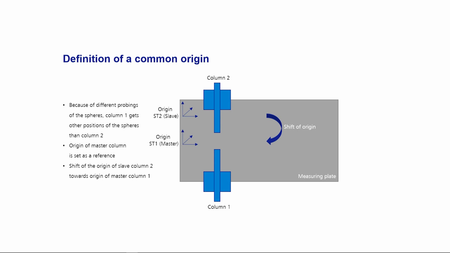Now, however, the origin of the master machine is used as a reference, and the origin of the slave machine, here column 2, is shifted to the master origin. This results in a common origin for both columns. Now the double column coupling is completed successfully.